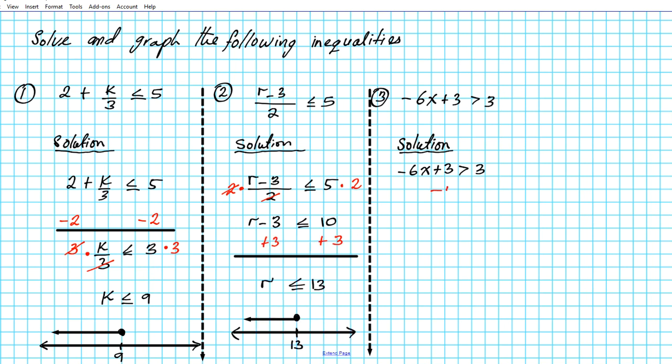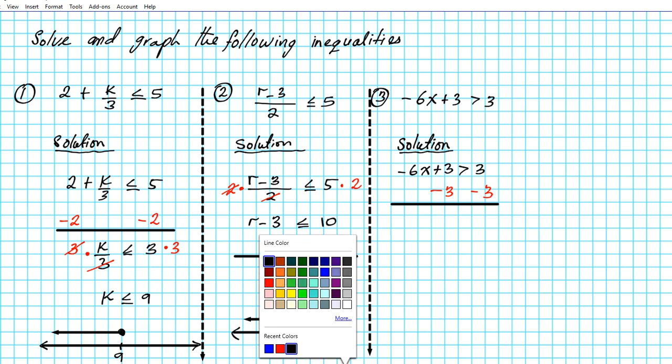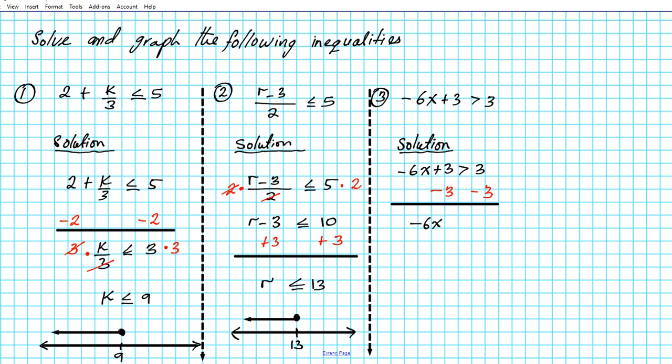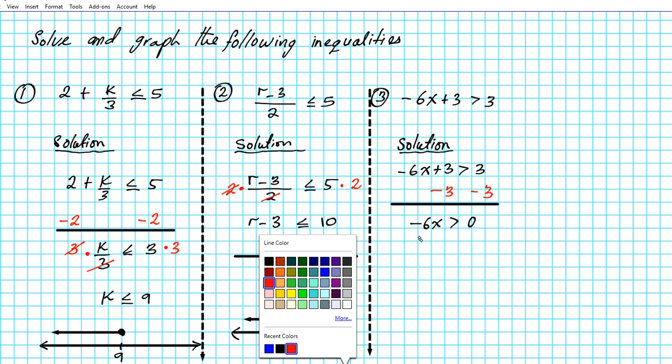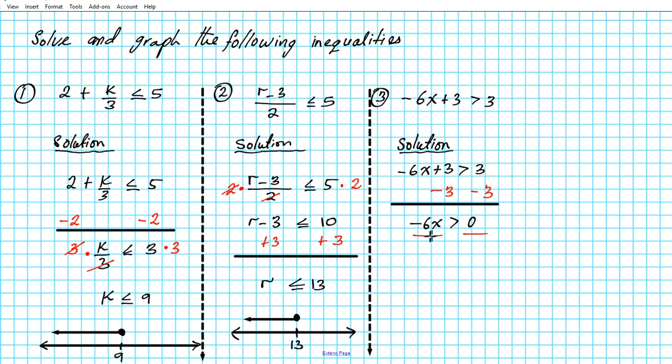Start off, we subtract 3 from both sides of the inequality, not equation, and then the resulting inequality is going to be negative 6x is greater than 0, since this adds up to 0 and this also adds up to 0. And then we're going to divide both sides by the coefficient of x, which is negative 6. So remember, negative 6x means negative 6 times x. If we want to undo multiplication, we use its inverse operation, which is division. So divide both sides by negative 6.